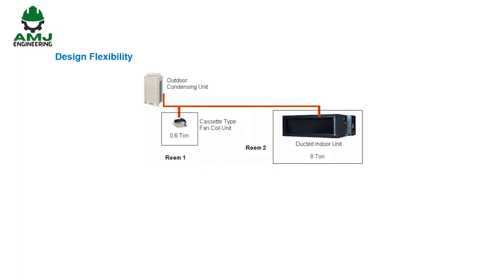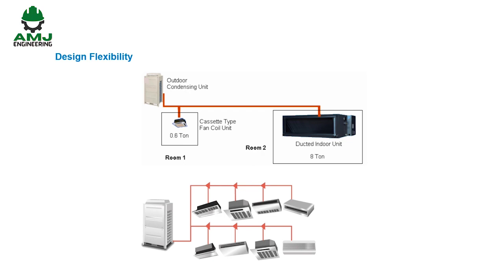Design flexibility. A single condensing unit can be connected to a wide range of indoor units of varying capacity, for example 0.5 to 8 tons, in duct or ductless configurations such as ceiling recessed, wall mounted, and floor console. Current products enable up to 48 indoor units to be supplied by a single condensing unit.